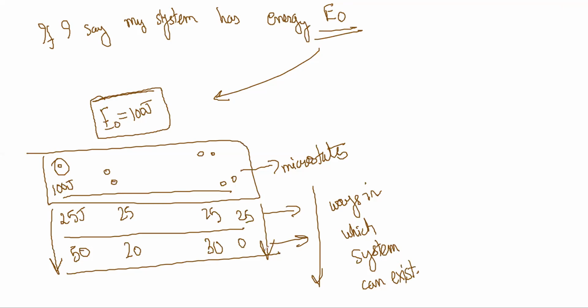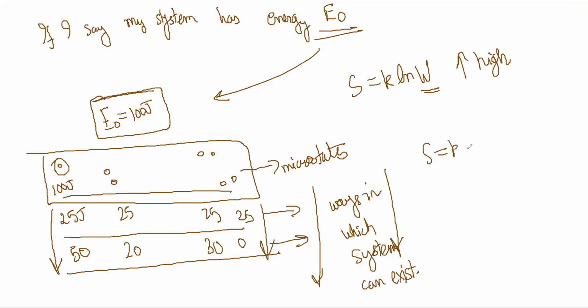So if you count the number of ways possible, that tells you the entropy of the system. If the number of ways possible is very high, then S equals K ln W will be high, where W is the number of ways possible. If it can only exist in one way, then S will be K ln 1, which is 0. If it can exist in a small number of ways, entropy will be small. So now you sort of know what entropy is and how it is measured, okay?